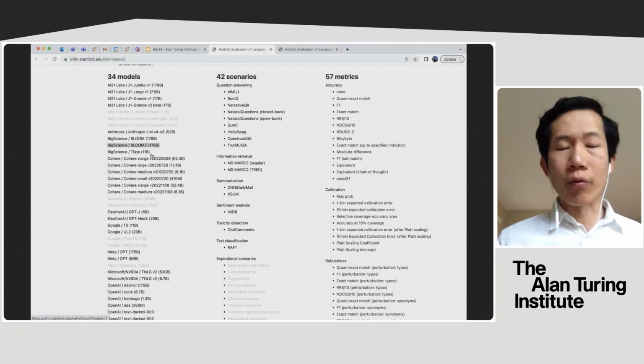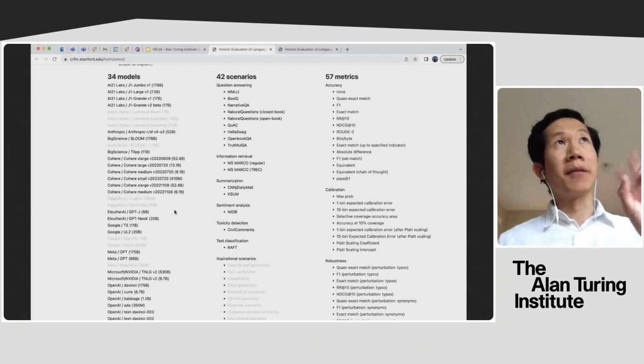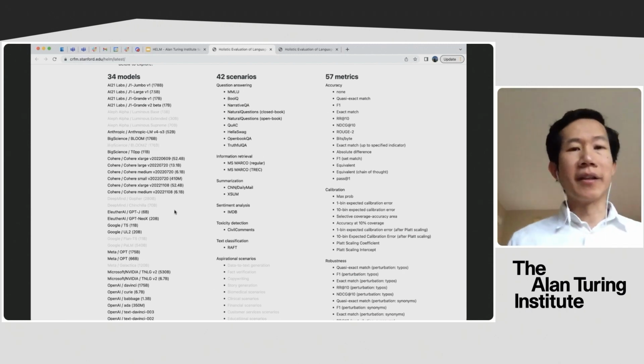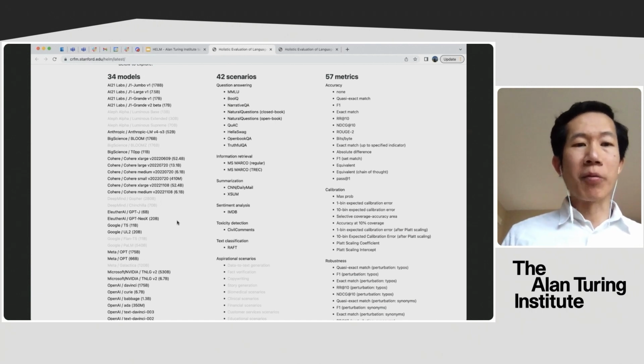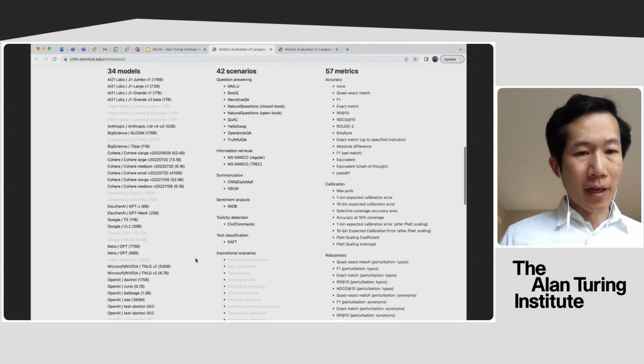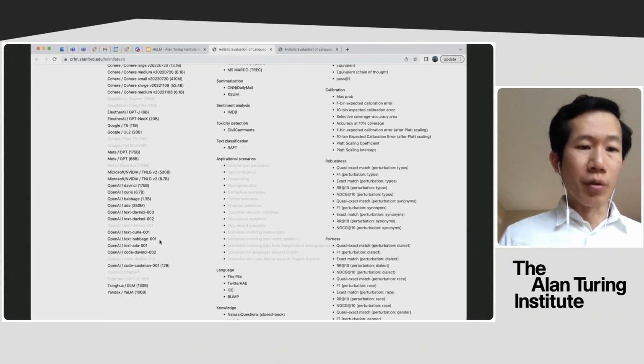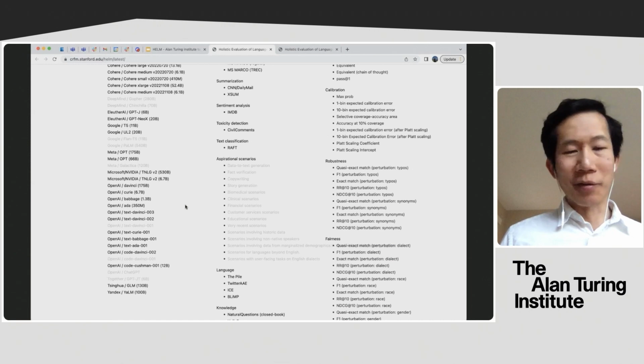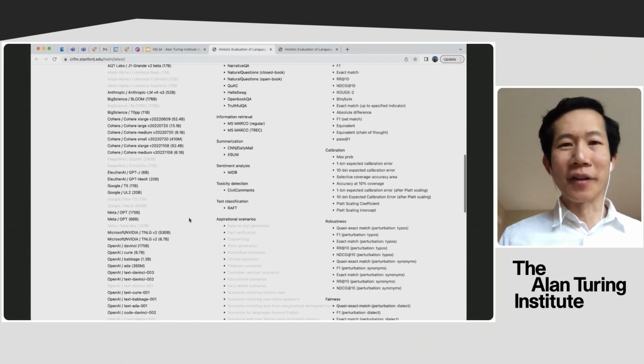So the ones that are in gray, again following this philosophy of explicitly marking incompleteness, are models that we would like to evaluate, but haven't yet. So this is sort of a to-do list that you can see. So here's ChatGPT. We'll do that soon, hopefully.